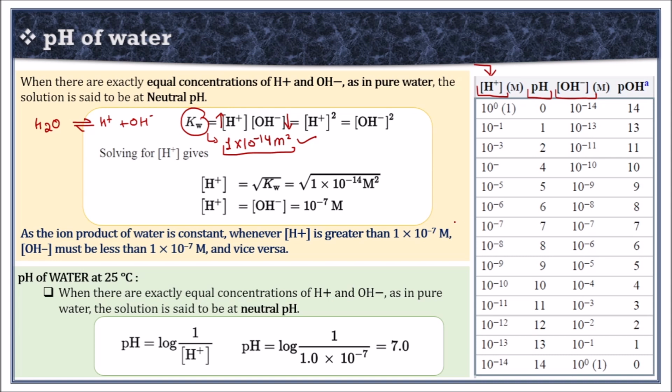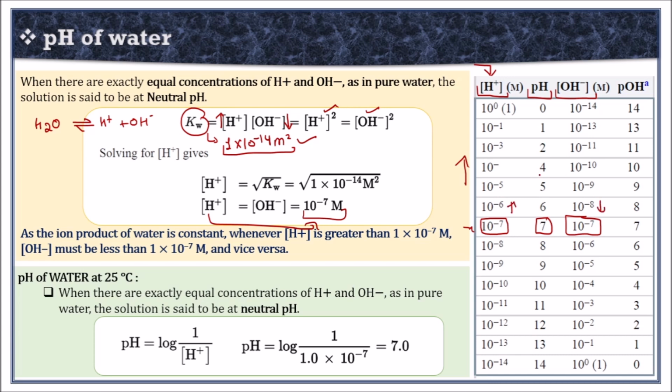Okay, so we will start from here. Here you can see that the concentration of H plus is 10 to the power minus 7. Then the concentration of OH negative will also be 10 to the power minus 7, because we have seen that for pure water the concentration of H plus and OH negative are the same, and from that we determine that H plus and OH negative will be 10 to the power minus 7 molar for pure water. At this point, because the H plus is 10 to the power minus 7 molar, the pH will be 7.